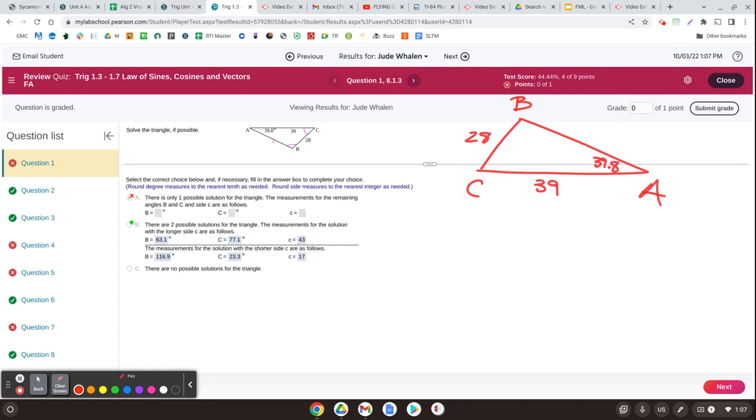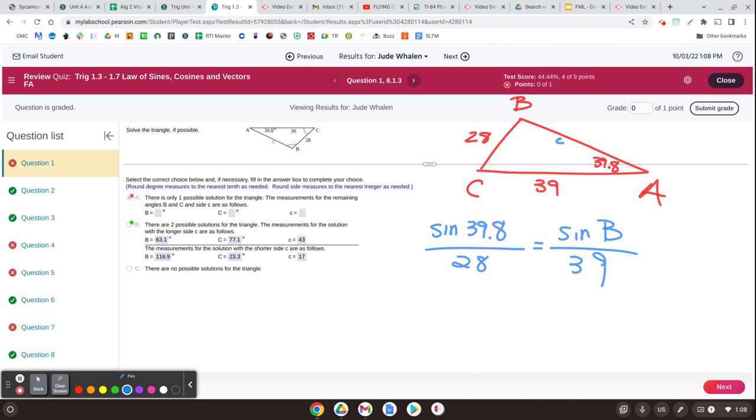So the strategy on this is find all the missing parts. So this is C. We need to find this. We need to find angle B and angle C. So we can find angle C first. Do you agree? Sine of 39.8 is to 28 like sine of B, sorry. If I said we're going to find angle C first, then I lied. That's the angle we can find first.